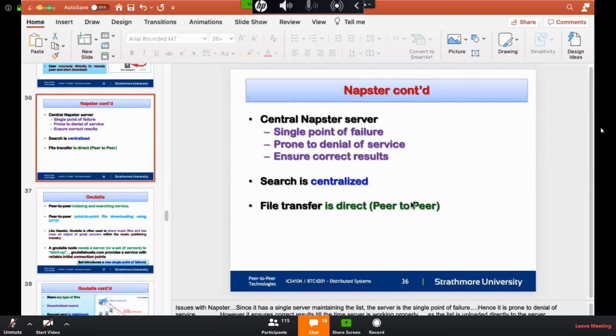Central point of failure and single point of failure are basically the same thing. It may look like a difference in terminology, but it's basically the same.